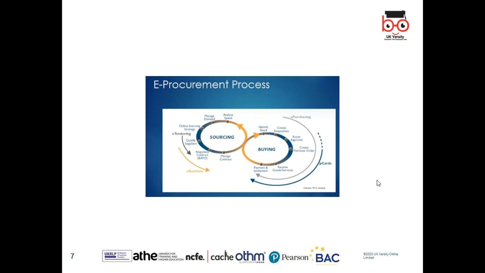Next, we're looking at the e-procurement process. As we discussed, sourcing and buying can all be done through tendering. We can manage our demands and analyze the speed. For buying, of course, we identify the need, create a requisition, get approval, and create a purchase order. All this can be done through different technologies.